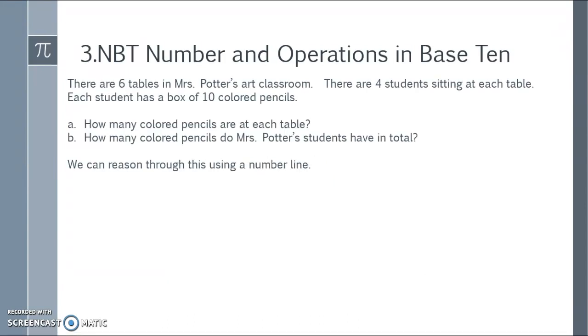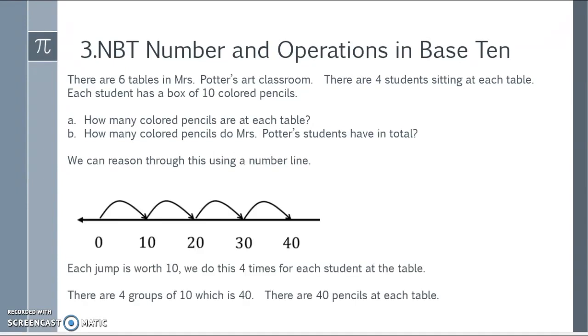We can also reason through this using a number line. So each jump is worth 10. We do this 4 times for each student at the table. So 10, 20, 30, 40. 4 jumps of 10 represents 40 pencils. There are 40 pencils at each table.